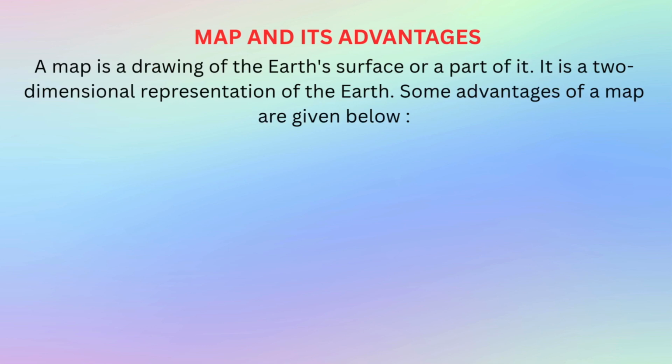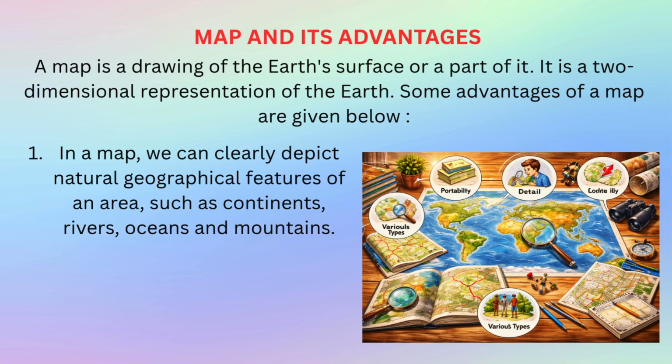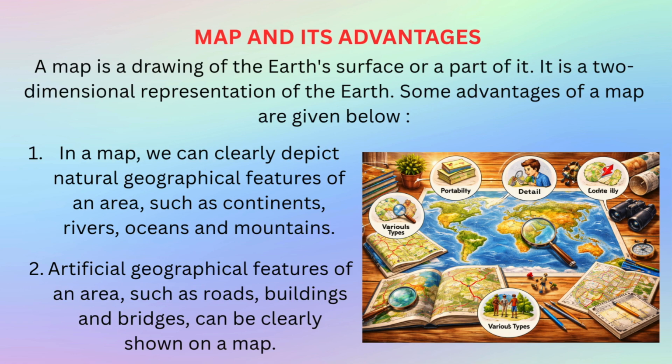Map and its advantages. A map is a drawing of the Earth's surface or a part of it. It is a two-dimensional representation of the Earth. Some advantages of a map are given below. 1. In a map, we can clearly depict natural geographical features of an area, such as continents, rivers, oceans and mountains. 2. Artificial geographical features of an area, such as roads, buildings and bridges, can be clearly shown on a map.